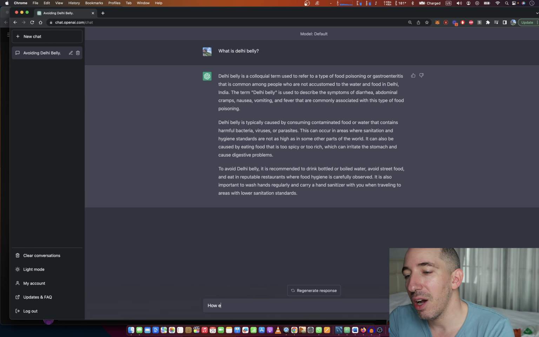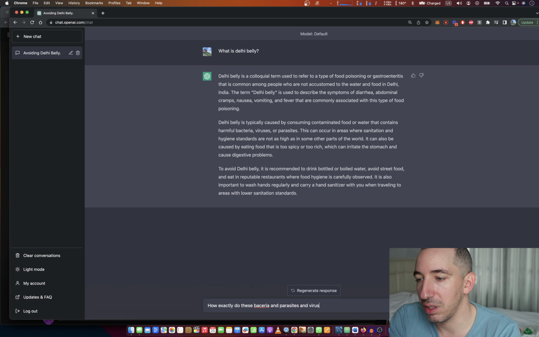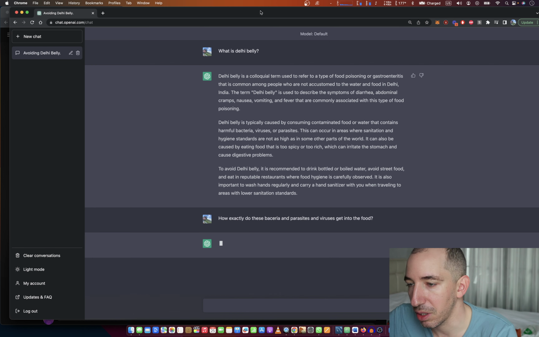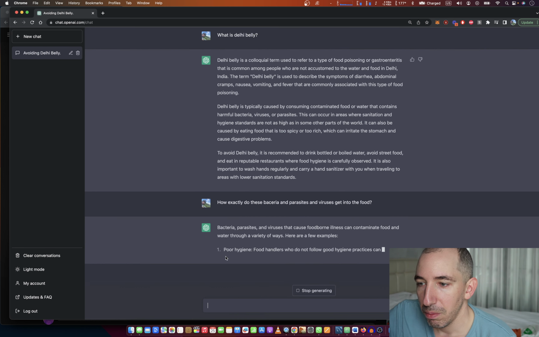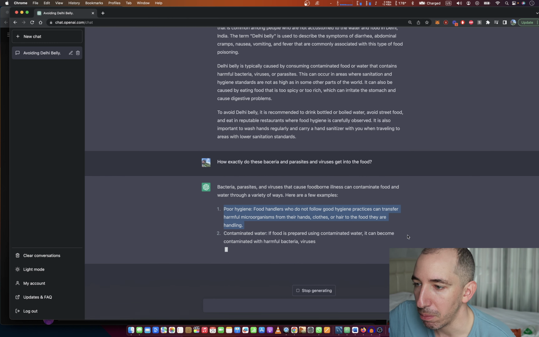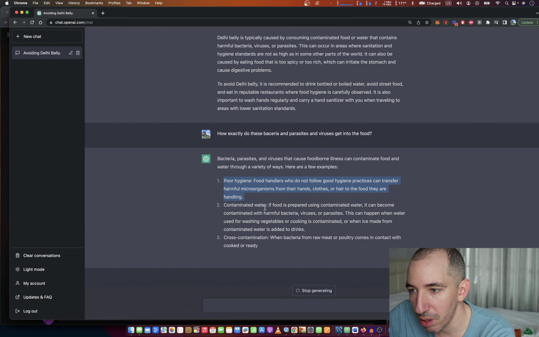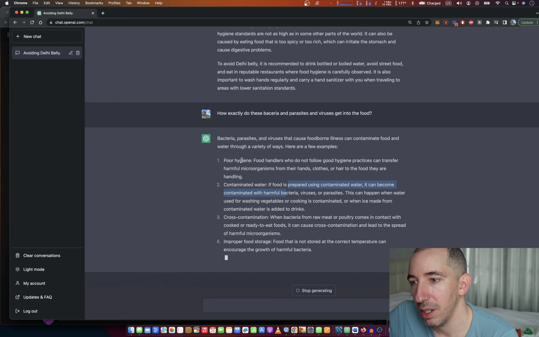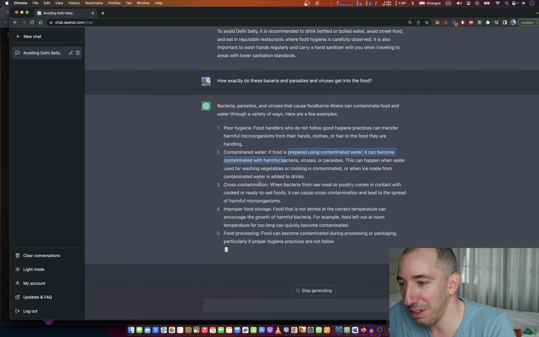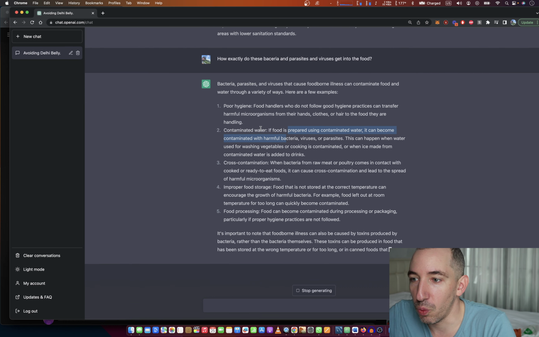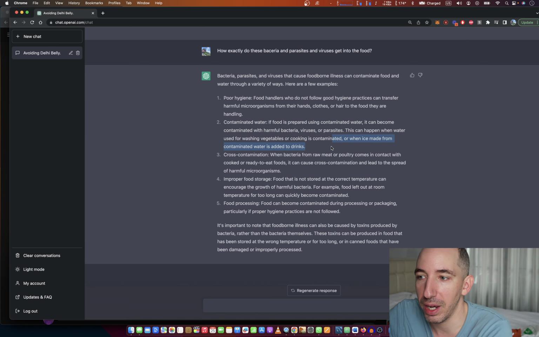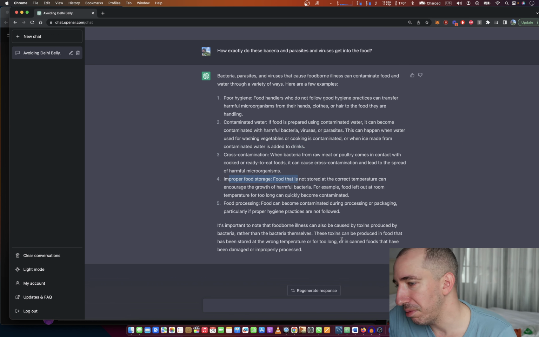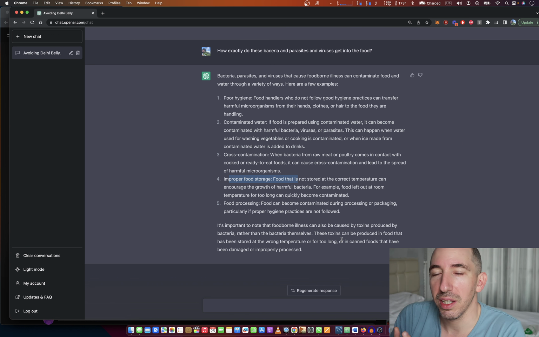So maybe we can ask it, how exactly do these bacteria and parasites and viruses get into the food? Spelled bacteria wrong, but I'll probably figure it out. Poor hygiene. Food handlers who do not follow good hygiene practices can transmit harmful contaminated water. If food is prepared using contaminated water, it can become contaminated. Oh, really? This can happen when water used for washing vegetables or cooking is contaminated, or when ice made from contaminated water is added to drinks. Cross-contamination, improper food storage, food processing. Okay, fair enough. So I was curious what Deli Belly is, and now we know.